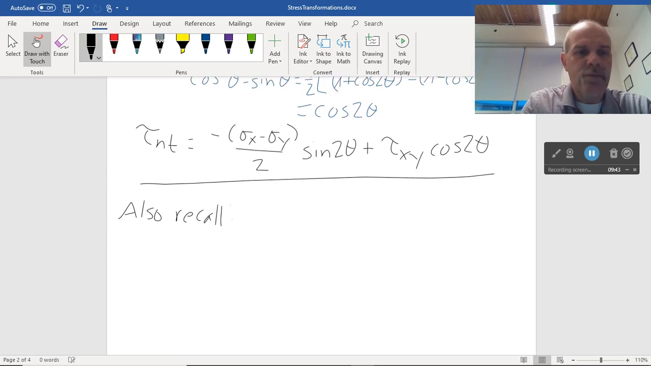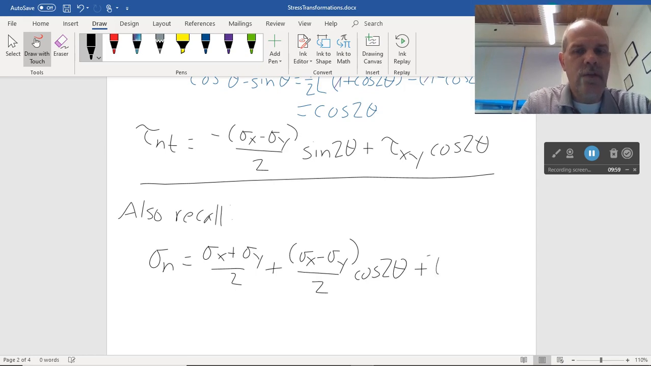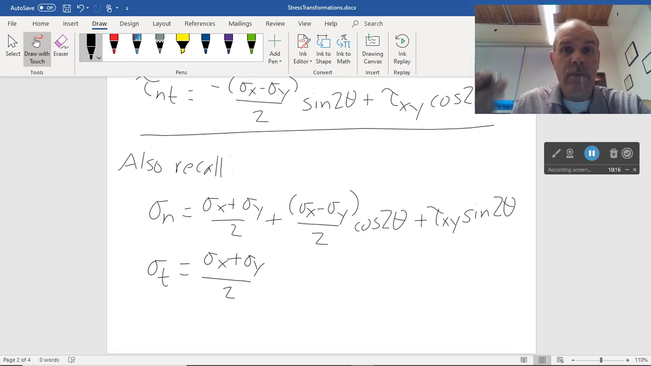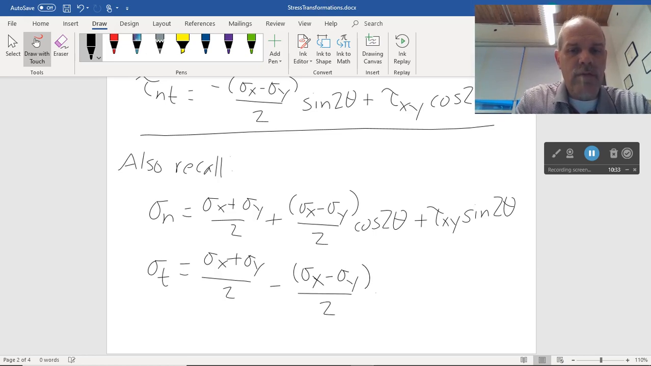just to have them all in one place here, we had sigma n equal to sigma x plus sigma y over 2 plus the quantity sigma x minus sigma y over 2 cosine 2 theta plus tau xy sine 2 theta, excuse me. And sigma t was equal to the same looking thing as sigma n, because we identified that t and n are 90 degrees apart. So if I rotate by theta to get from x to n, I rotate by theta plus 90 degrees to get from x to t. And 2 times 90 degrees is 180, and the signs just flipped on my trig functions. Minus sigma x minus sigma y over 2 cosine 2 theta minus tau xy sine 2 theta.